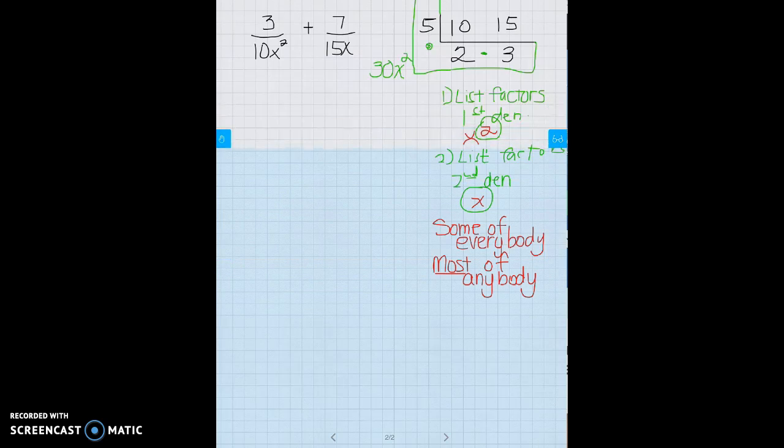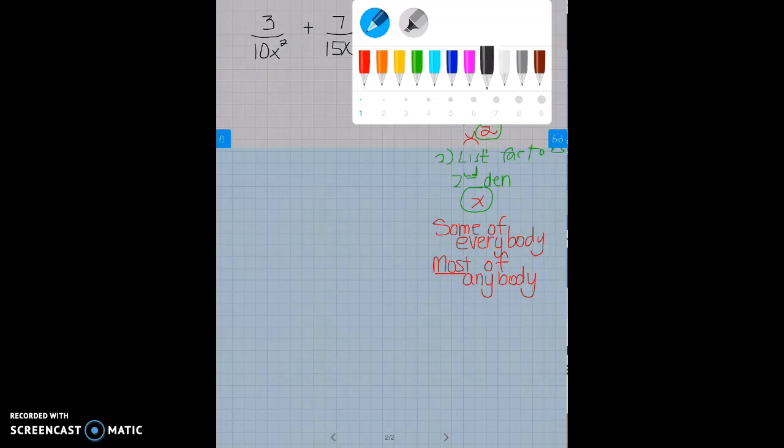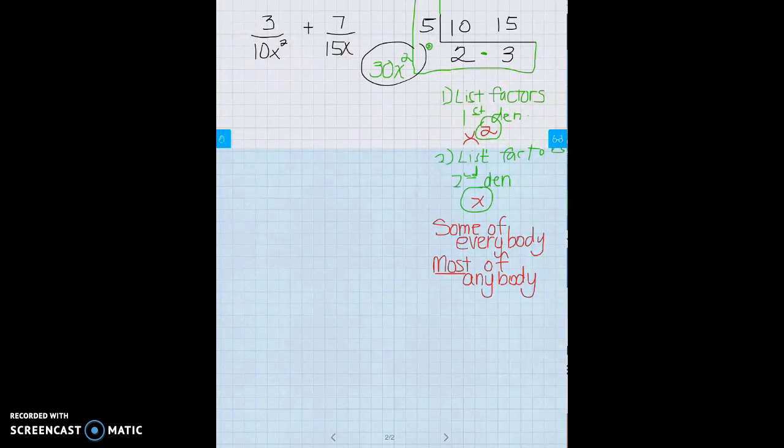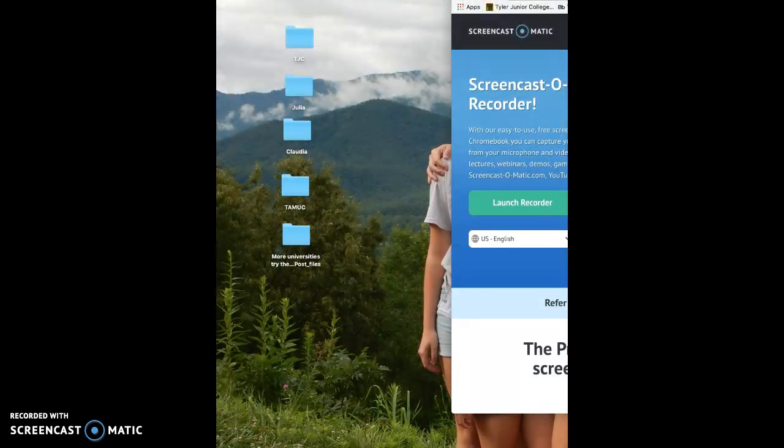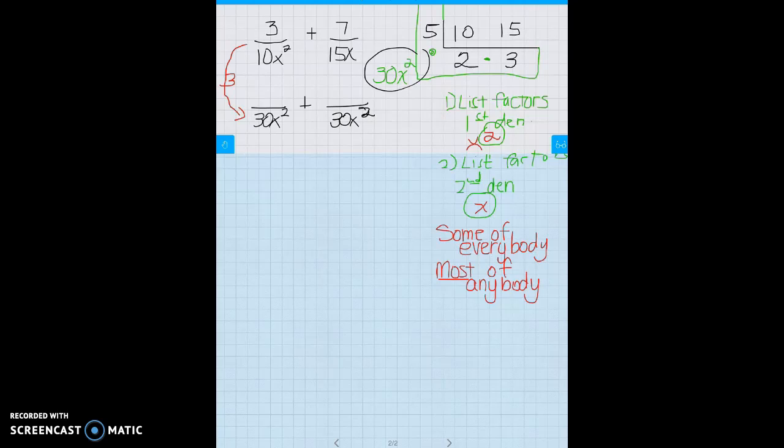Okay, so let's come back over here and start working on our problem. We've got our common denominator. We know it's 30x squared. So I'm going to have to rewrite both of my fractions using that common denominator, 30x squared. I ask myself, what would I have to multiply by to get this 30x squared? Well, I need a 3 because 10 times 3 is 30. I started off with an x squared, I ended up with an x squared, so I don't need any more x. 3 times 3 is 9. So my new numerator for my first fraction is 9.